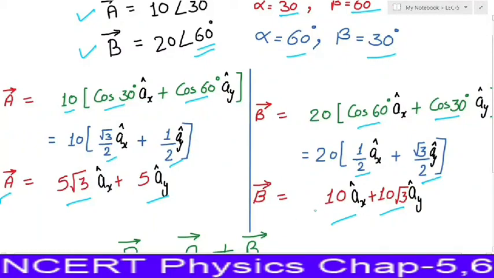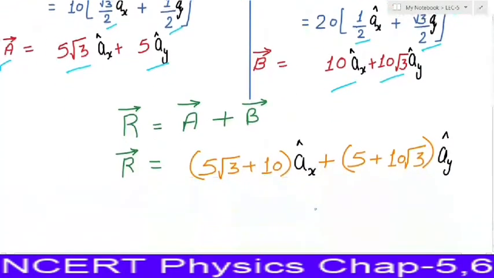Now we want to add these two vectors. For addition, the component in x direction for both vectors would be added and the component in y direction for both vectors would be added. And the final result would be (10 plus 5 root 3) ax cap plus (10 root 3 plus 5) ay cap. So this is the expression for A plus B. You can also say this is the resultant vector of A and B.